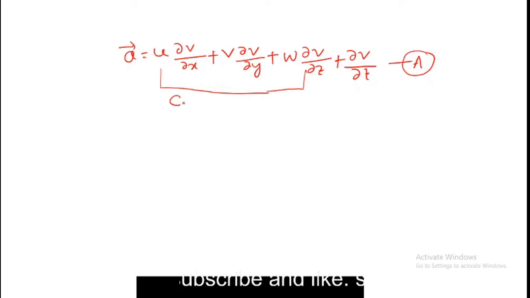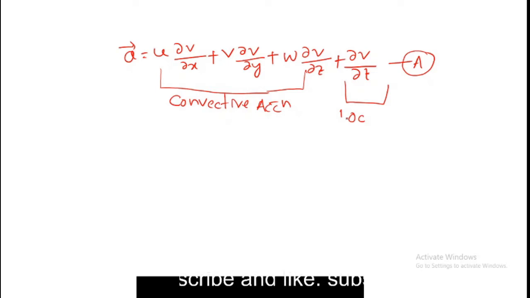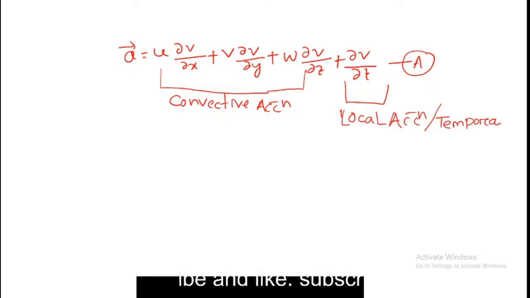From this part to this part, this is called convective acceleration, and this part is called local acceleration, or temporal acceleration. That means the acceleration which is changing with respect to space is called convective acceleration, and the acceleration in which the velocity is changing with respect to time is called local acceleration.